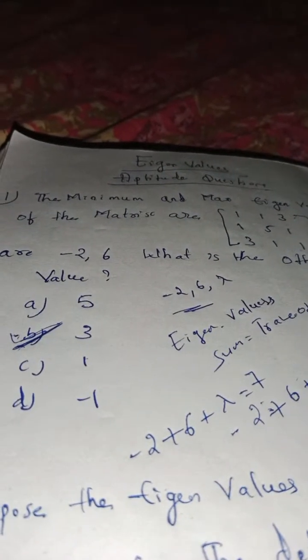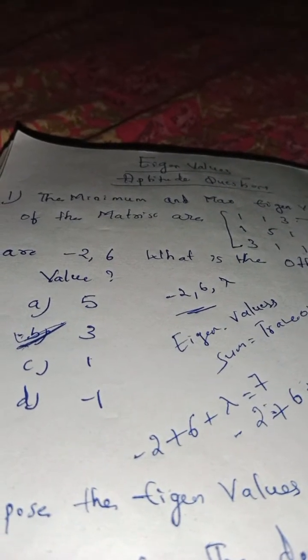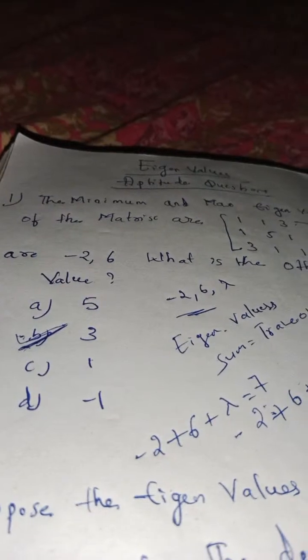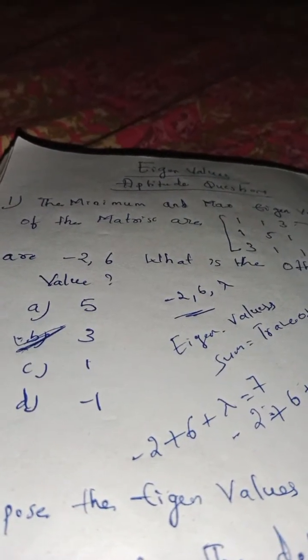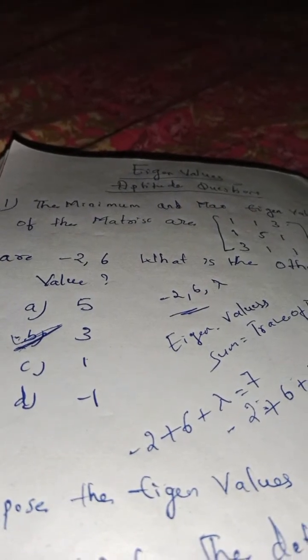So in today's live session, we have covered how to find the rank of a 4 by 4 matrix. First we have to reduce it to normal form and then we have to find the rank of the matrix. Now we have done eigenvalue sums which are repeated in competitive examinations like GATE.